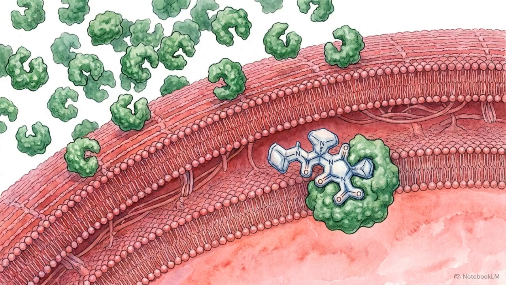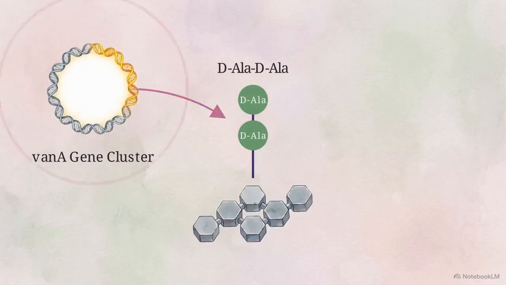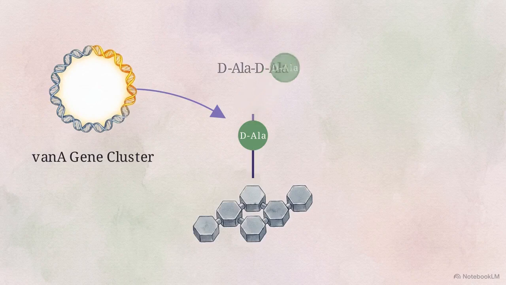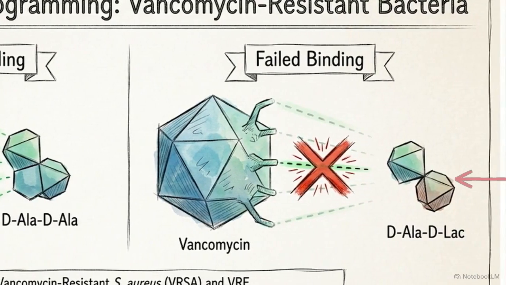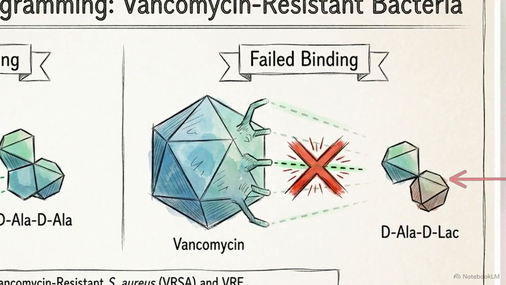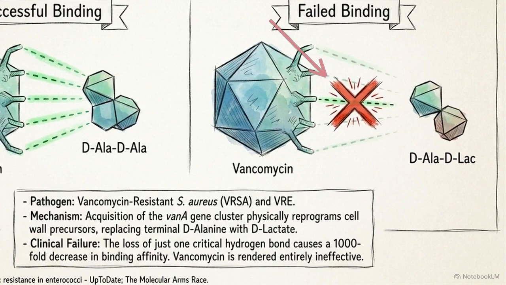Target reprogramming represents the most advanced bacterial defense, seen in vancomycin-resistant Staphylococcus aureus, or VRSA. Through the VAN-A gene cluster, bacteria physically reprogram the synthesis of their own cell wall precursors. Here we see the molecular substitution: successful vancomycin binding to the standard D-ala-D-ala terminus on the left versus failed binding to the altered D-ala-D-lactate terminus on the right. Replacing terminal D-alanine with D-lactate removes one critical hydrogen bond, causing a 1,000-fold decrease in binding affinity.